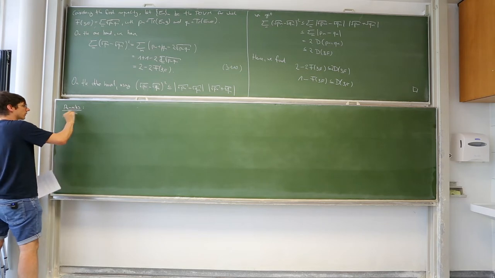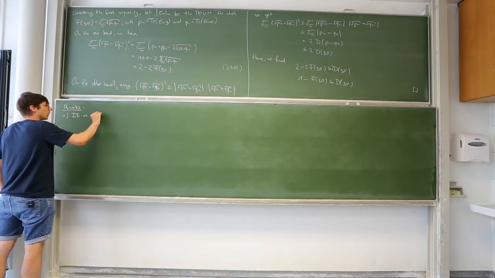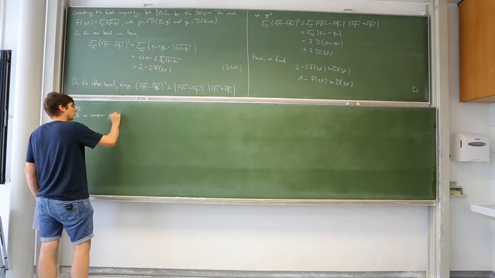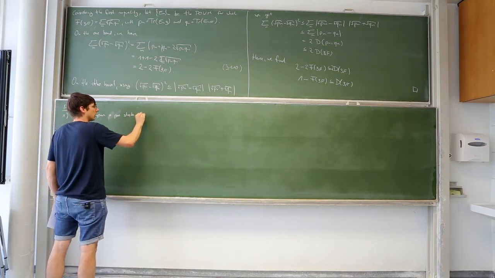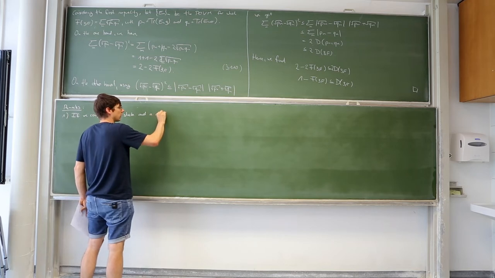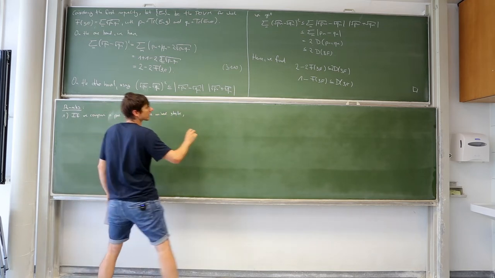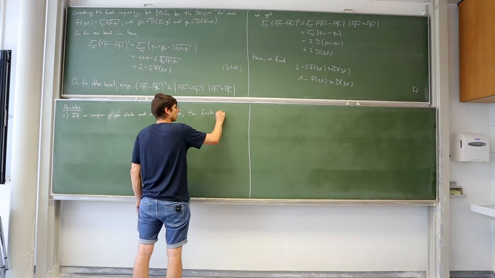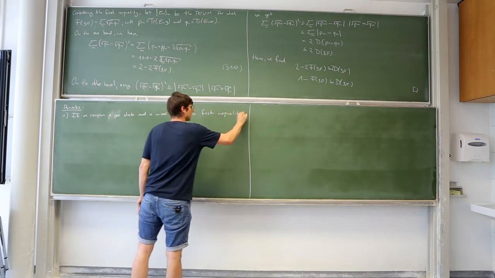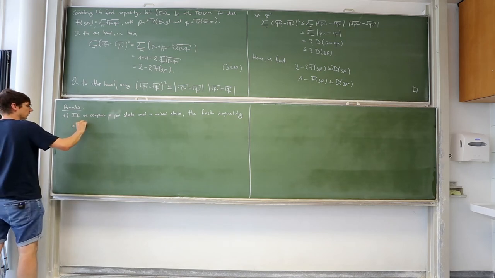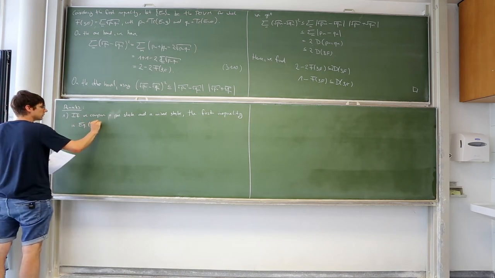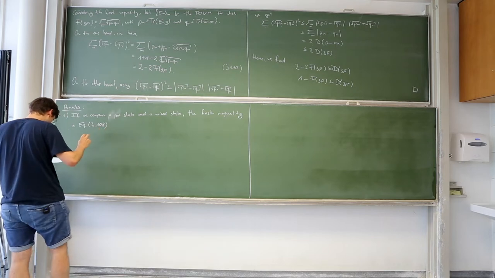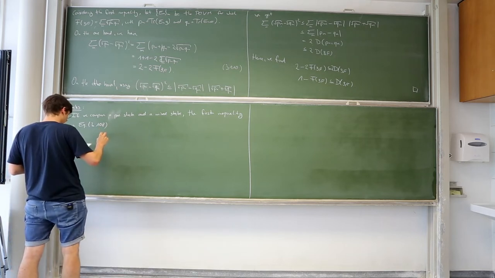First, if we compare a pure state and a mixed state, the first inequality in equation 108, so these are the Fuchs van de Graaf inequalities, can be made tighter.